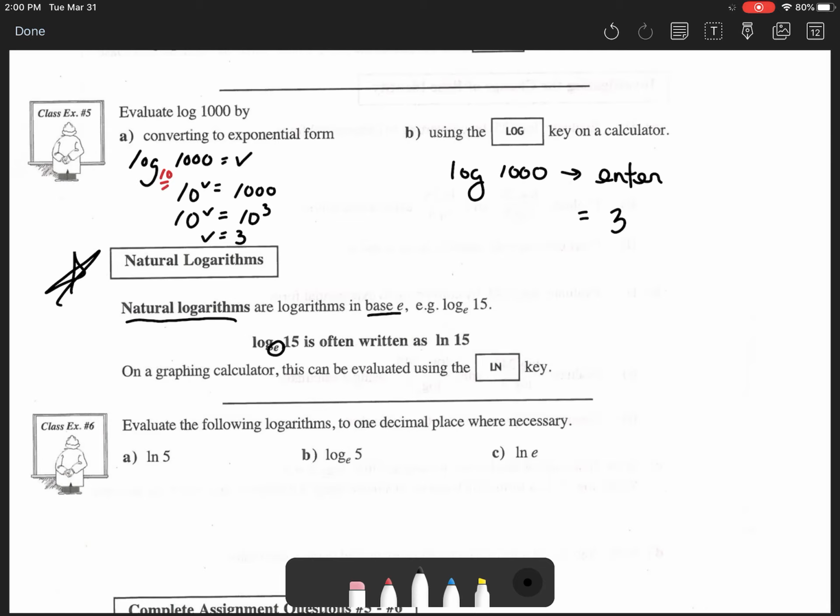Now, natural logarithms have a base of e, and you'll see that right here in this question, log base e of 15. I can write log base e of 15 as ln 15, the natural log of 15. Those two are equivalent. I can write it either way. If I want to evaluate that on my calculator, I use the ln button, which is between the 7 and the 4 on the left-hand side of your calculator.